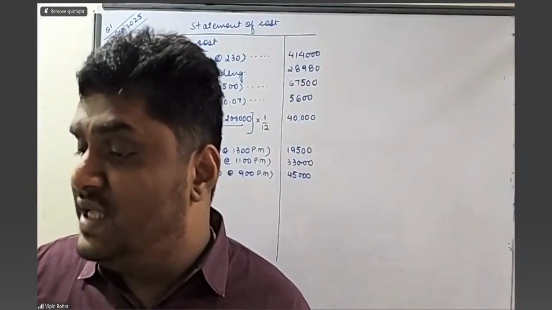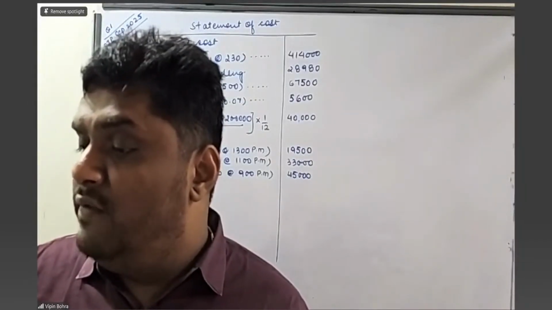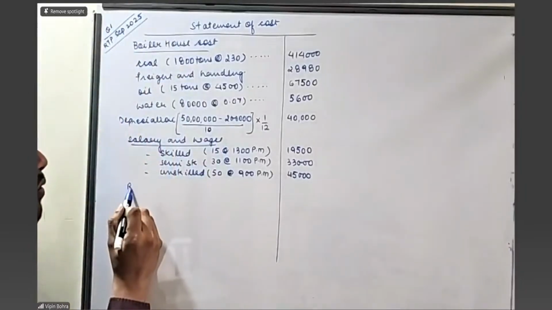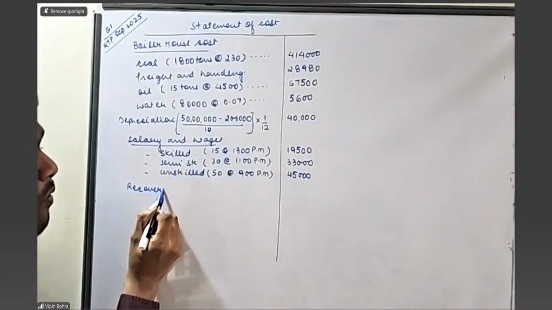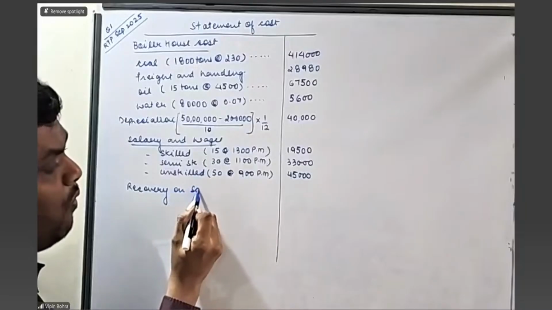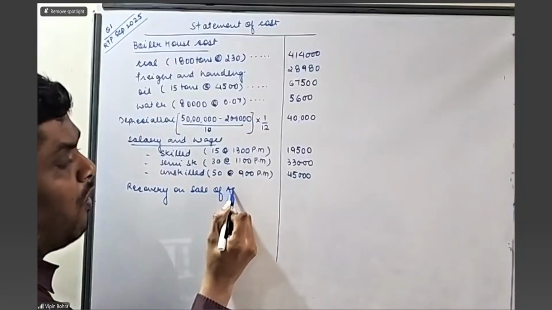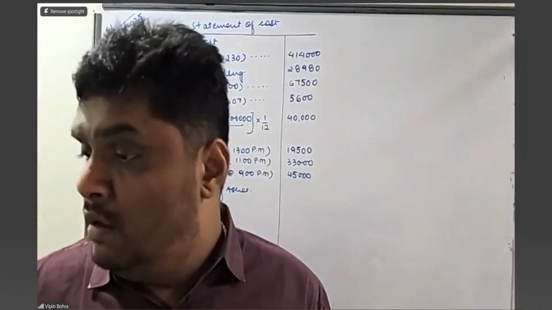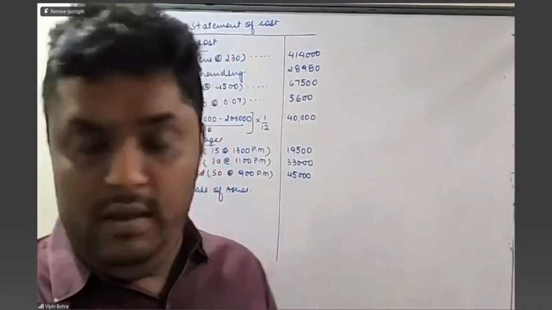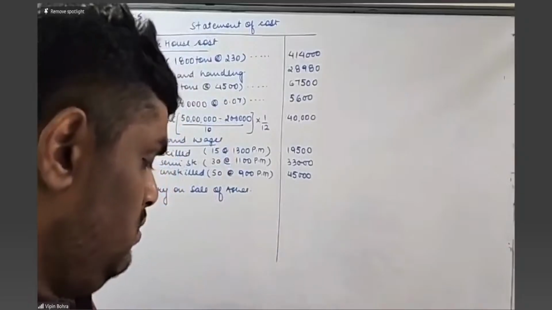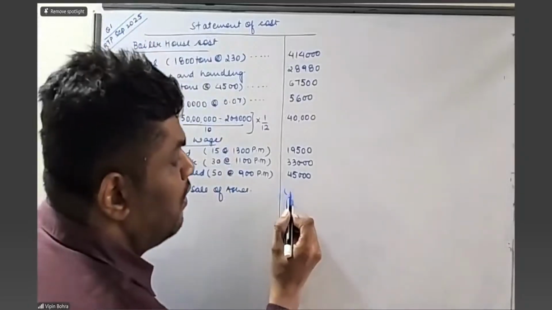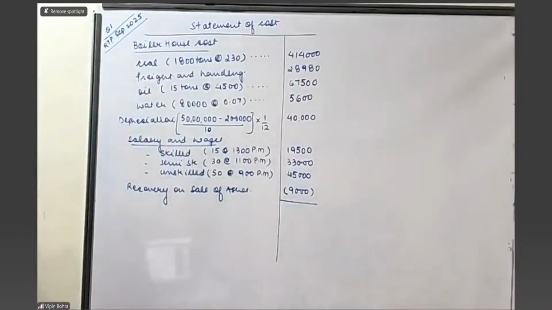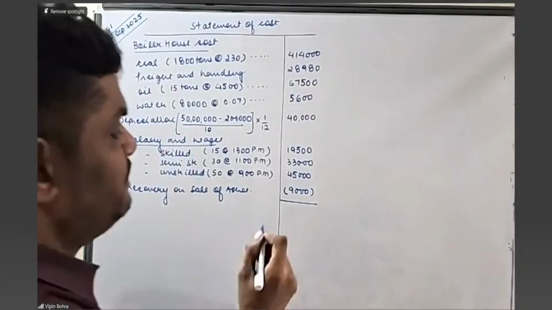Further, some ashes are sold. Recovery on account of sale of ashes. It is 150 into 60. It is 9,000. So herein we will get the cost of boiler house.